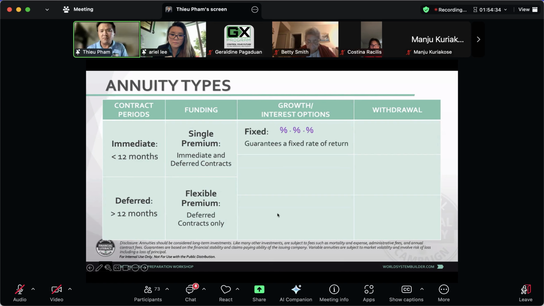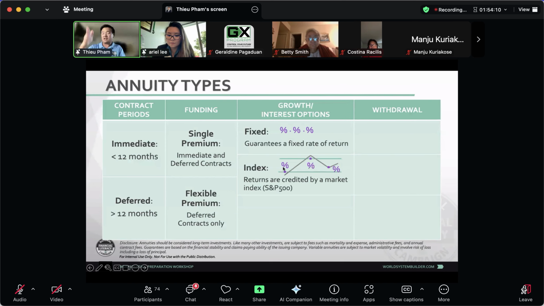Then in terms of growth, on this column here, remember earlier we were talking about how much you're going to get on the money based on what interest you're going to get. Currently there are three types. Fixed: on the test, you'll be asked what a fixed annuity is. You get a fixed rate of return, similar to a CD, but in an insurance contract. You get a fixed return for a set number of years, 3 year, 5 year, 7 year.